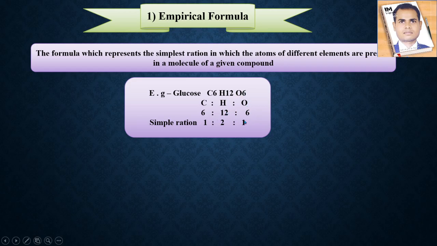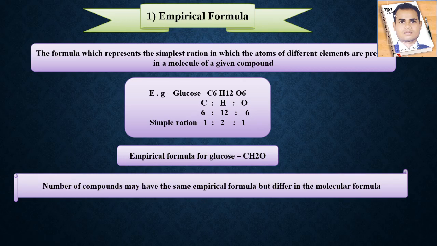So you will see two numbers are common here, 6 and 6. So what we can do is divide all these numbers by 6: 6 divided by 6, 12 divided by 6, and 6 divided by 6. So you will get the simple element ratio, 1:2:1. In this way you have to write the empirical formula.